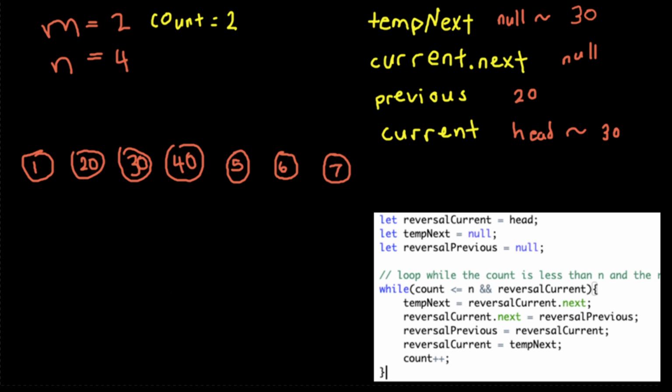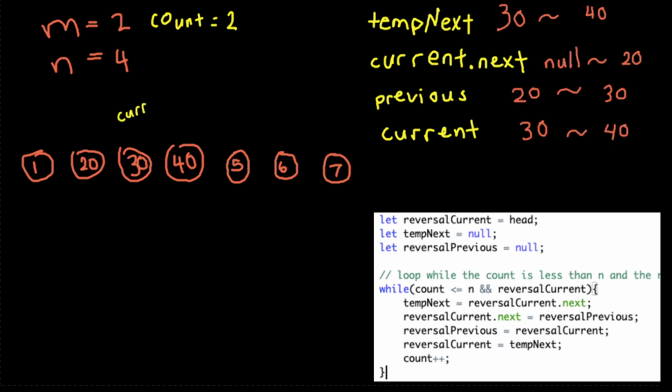So the next step, right? So we set temp next to the current dot next. So this is current at 30. So this becomes temp next. And then the current dot next is previous. So current dot next is going to point backwards, right? Because this is previous.